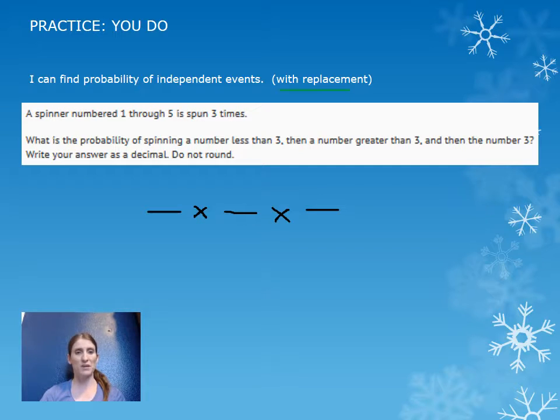So what is the probability of spinning a number less than 3? Okay, so now I have to think. How many numbers are less than 3? Oh, first of all, there's numbers 1 through 5. So I have 5 choices here. 5 here because it's not affecting it, right? Doesn't matter. I'm not cutting part of the spinner off, okay? So there's, let's see, numbers 1, 2, and 3. Oh, but we can't use 3 because it's numbers less than 3, so 1 and 2. So I have 2 choices here.